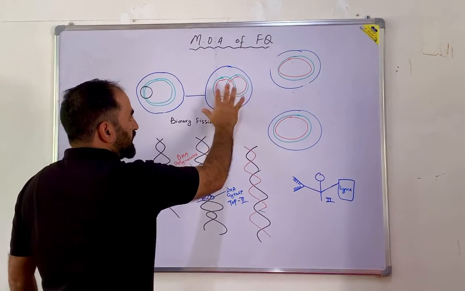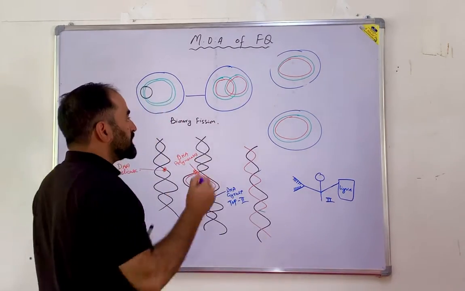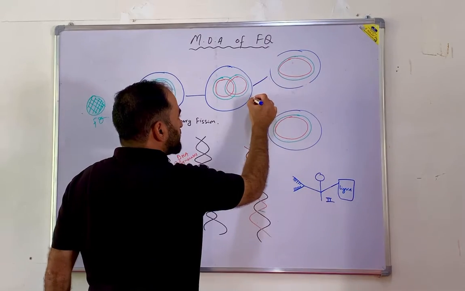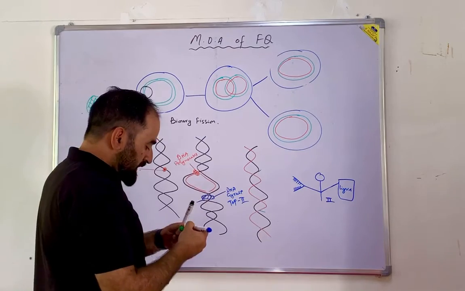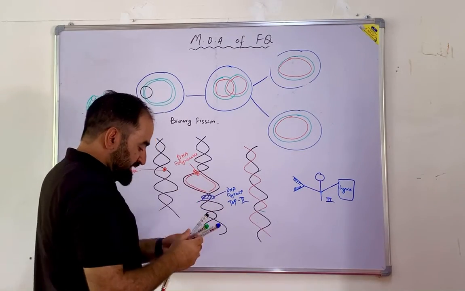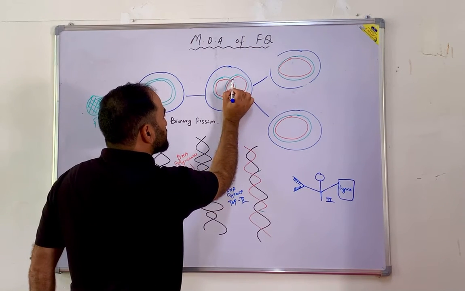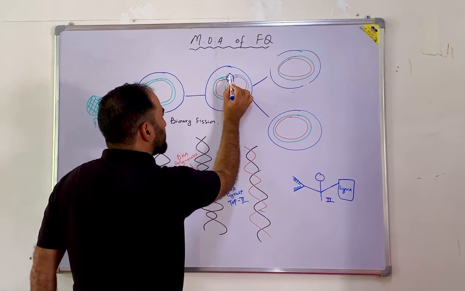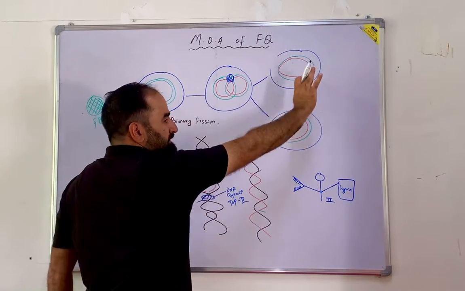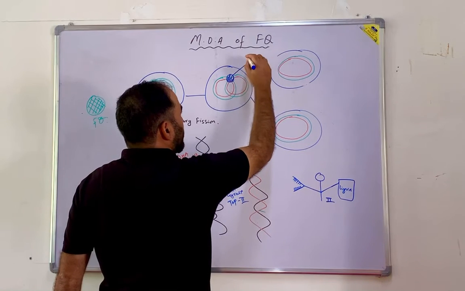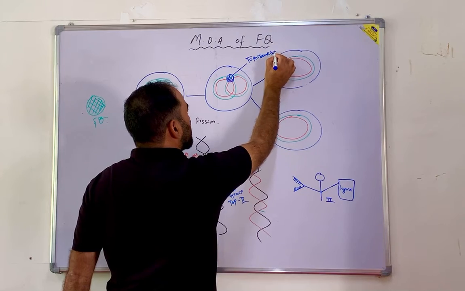So these two intermingled DNA needs to get separated in order to move to the new daughter cells. Okay? For this intermingled DNA to get separated, there is one more enzyme which is going to act here. This enzyme separates the intermingled DNA to pass on to the next generation, and this enzyme is topoisomerase 4.